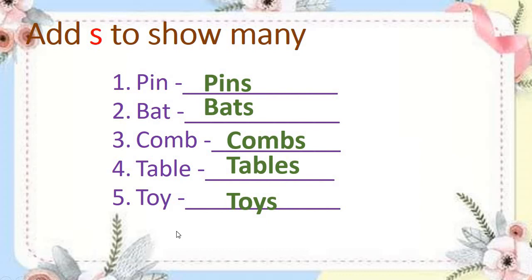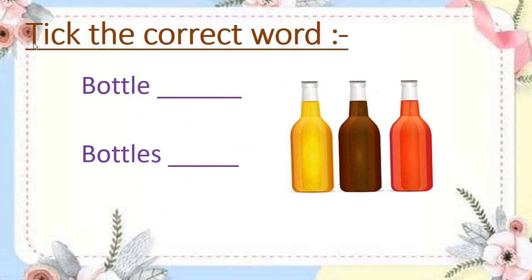Very good. So now, see here, very, very easy. Tick the correct word. First you have to see the picture. See the picture. 1, 2, 3 bottles are there. So is it one or many? So what will come? Is it bottle or bottles? See here, there is no S. And there is S here. Many bottles are there, no? So which word will come? Bottle, bottles. 1, many. 1 bottle, 3 bottles.